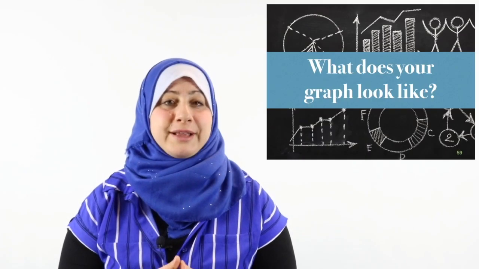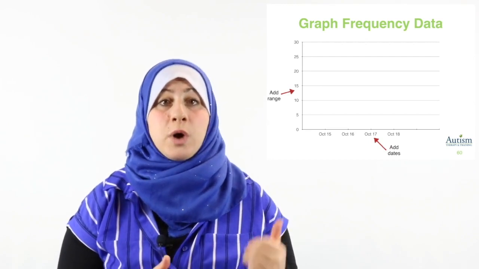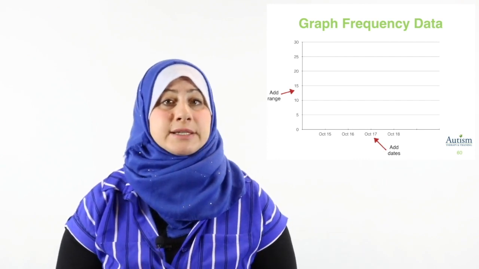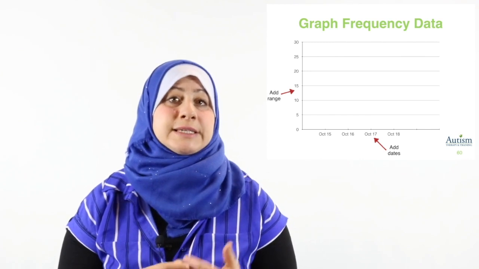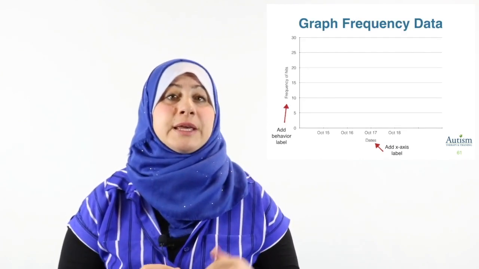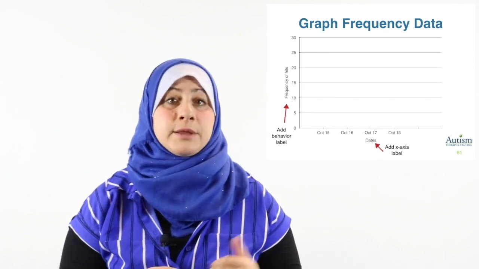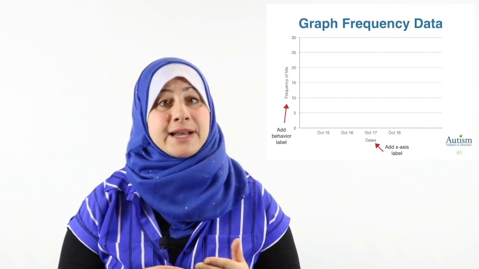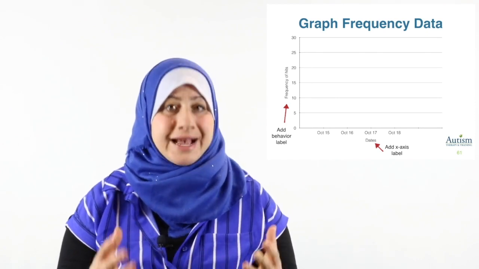So what does your graph look like? So here you can see that I've added the range on the y-axis, 0 to 30, and it goes up by 5s. And the x-axis, the horizontal line, I've indicated the dates 15, 16, 17, and 18. The next slide, you can see that I've labeled the axis. The y-axis is the behavior that we're measuring, which is hitting, and the x-axis is dates, which is the passage of time.